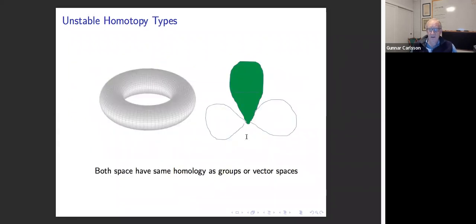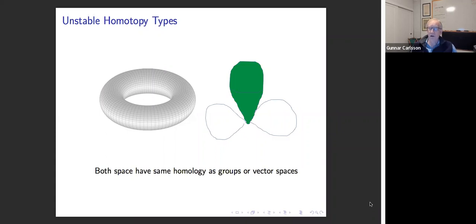So let's look at these two. Let's look at the torus on the left, and look at the space on the right. You have a space which is a bouquet of a sphere. That green thing is supposed to be a two-sphere, and then I have two circles, and they're all pinched together at the same base point. Now we look at those and we say, well, those aren't the same.